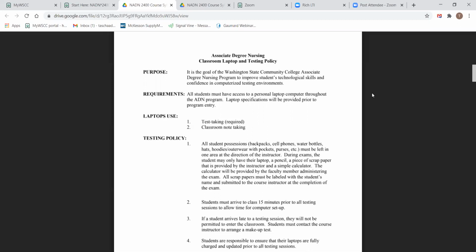Therefore, we do not have to worry about somebody coming in 5 minutes prior and having to do the 360, the whiteboard, and also checking the calculator. So again, being well prepared. Students are responsible to ensure that their laptops are fully charged and updated prior to all testing sessions.